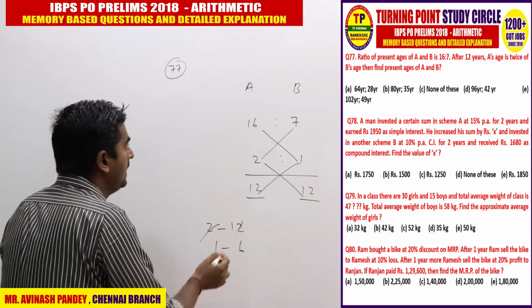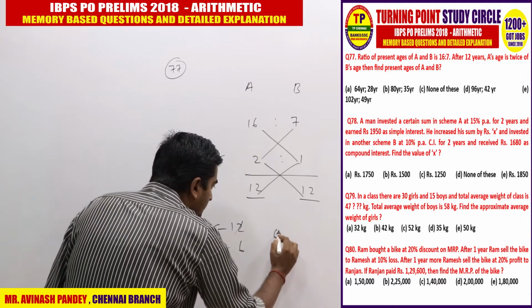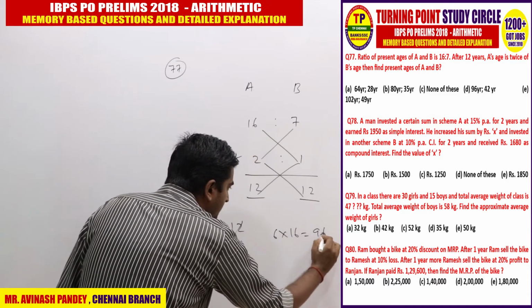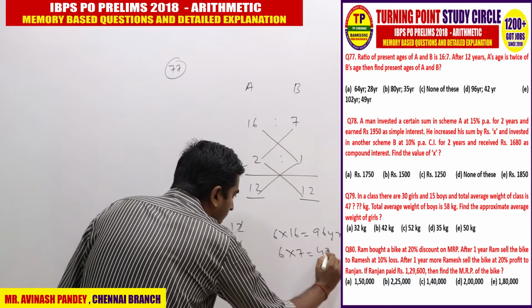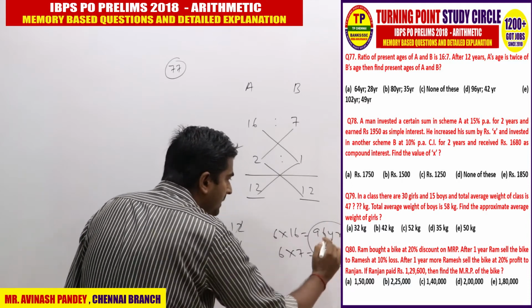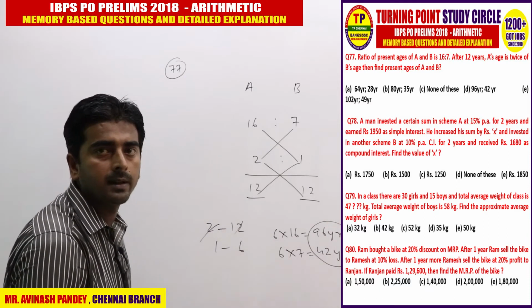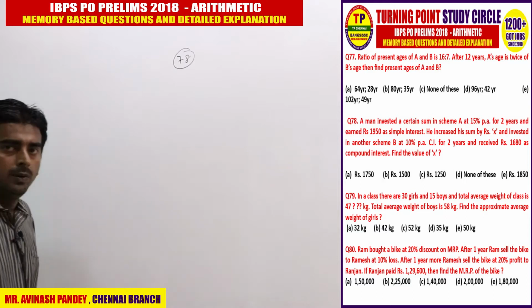Now what are they asking? Present age of A and B. So present age of A is 16, so 6 into 16, what is the answer? 96 here. Then present age of B is 6 into 7, which is 42 years. So my answer for this question is 96 years and 42 years, right? Right, so we will see the second question.